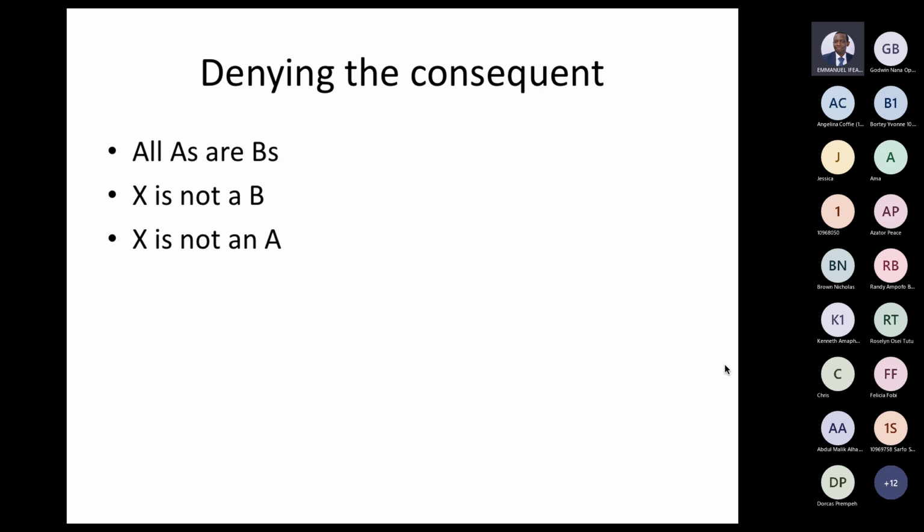Denying the consequent. Now, all A's are B's, X is not a B, therefore X is not an A. Now, because the second premise is denying the consequent, we'll say that it is an argument that denies the consequent in order to reach its conclusion. So we can see that there are four ways an argument can go. Either an argument is affirming the antecedent, or denying the antecedent, or affirming the consequent, or denying the consequent. These are four ways an argument can go.